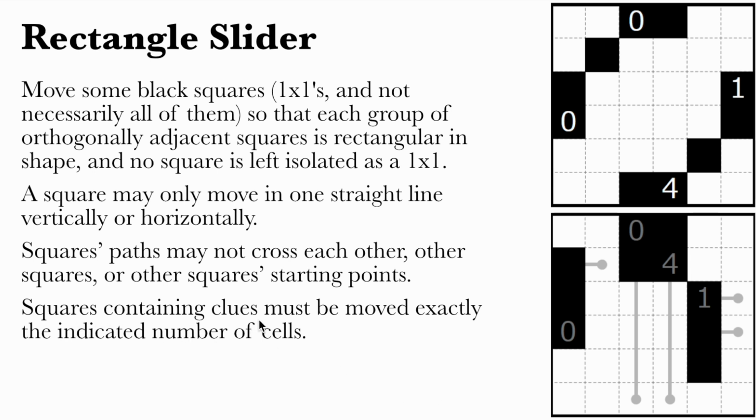Squares containing clues must be moved exactly the indicated number of cells. Clues here are numbers, and so this is saying that this one by one right here, this 4, needs to move exactly 4 spaces, and you can see it moved 1, 2, 3, 4 spaces in the answer. Those are the rules of rectangle slider. So it's time to solve a puzzle.